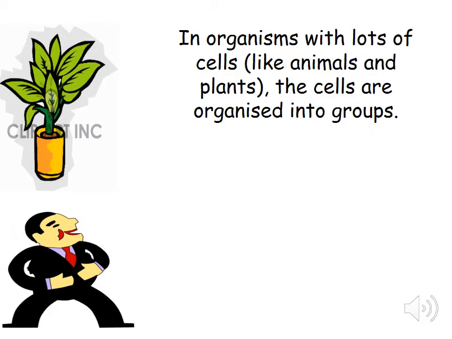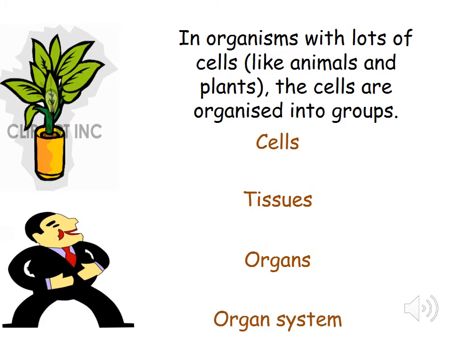Now, in organisms with lots of cells, like animals and plants, these cells can be grouped together. So if we take a group of cells, we can produce tissues. We take a group of tissues, we can produce organs. And if we take a group of organs, we can produce an organ system. And all the organ systems working together make up an organism, which is a living thing.